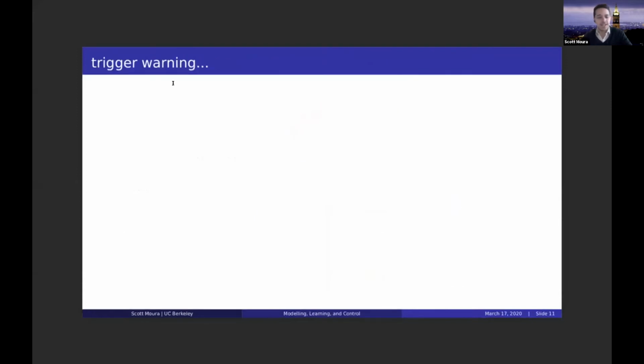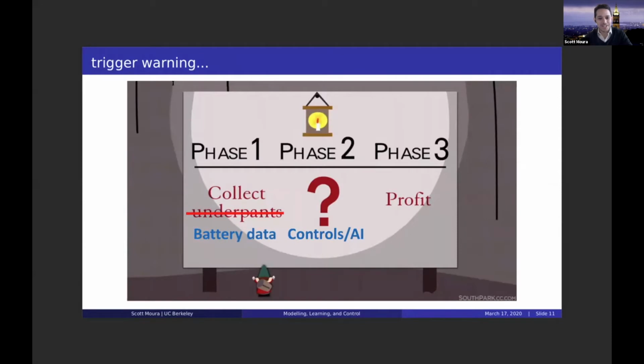So, pushing forward, here's what's going to happen, and trigger warning if you are concerned about machine learning and reinforcement learning making its way into these physical sciences. So what am I suggesting here? Am I suggesting that we're going to collect a bunch of battery data in phase 1, phase 2, something happens, and then phase 3, profit, where maybe phase 2 is controls and AI? As you'll see, yes, and also no. So we need to think very carefully about how we use these methods.